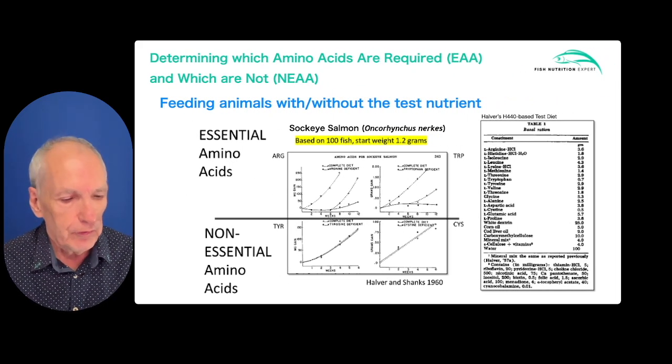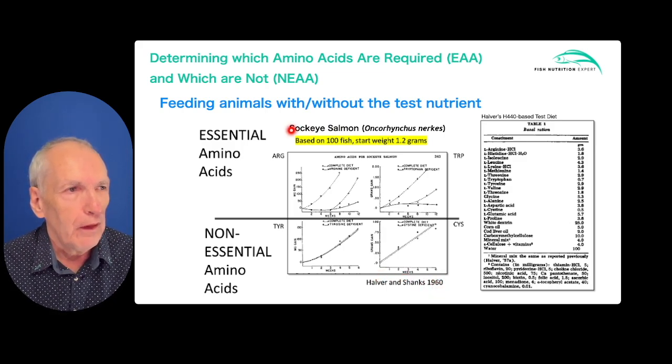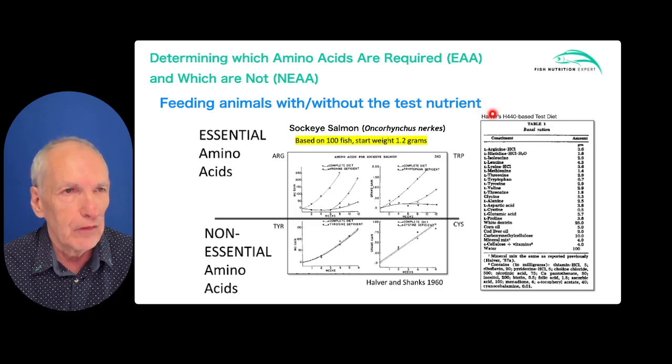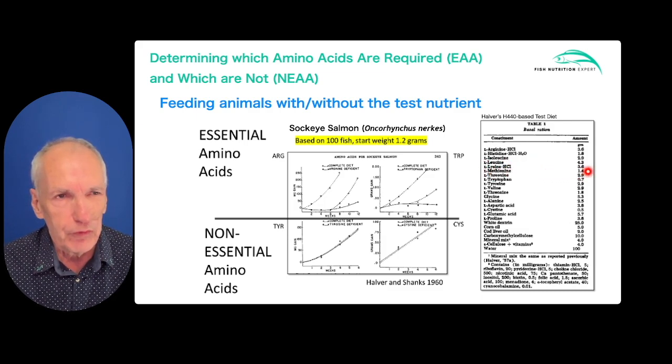So this is a study, very old, from Halver and Hanks from 1960. It's with sockeye salmon. And what we need to do is determine which ones are essential and which ones are non-essential. And this is a form of Halver's H440 based test diet. But in this diet, we're not using intact protein like casein or gelatin. We're using individual amino acids. And so this gives us the ability to delete any one out of this total. For example, we could make a diet with 0 methionine in it, but every other one is showing the level as you see it here.